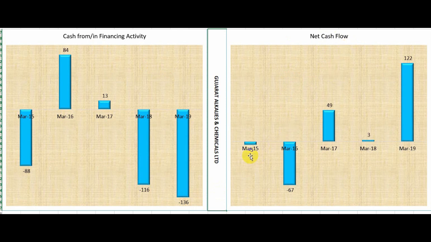Finally, after doing all this activity, how much net cash is left over with the company? In March 15 till March 18, it was very less at just 49 and 3 crores. In March 19, the net cash flow increased to 122 crores. This is the final cash that the company had on its books after doing all these three activities.